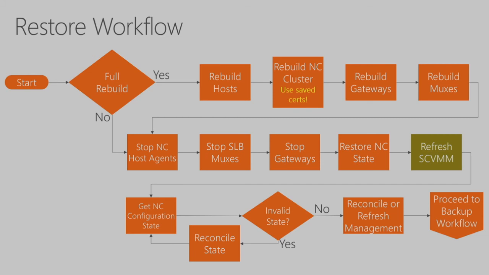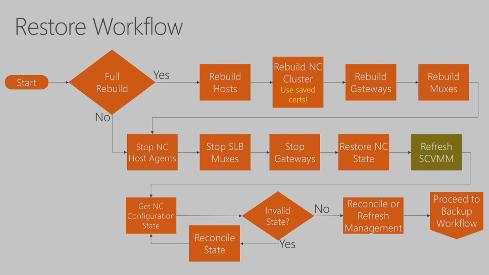You then need to stop the network controller host agents and all the southbound devices, because if these devices are trying to push information into the controller at the same time as doing the restore, you could get some inconsistency in some of the state. So the general recommendation is stop everything now, do the restore, refresh VMM. VMM recently in UR3 added the ability to do some refreshing of the network controller. So you'll use those VMM commands to do the refreshing.